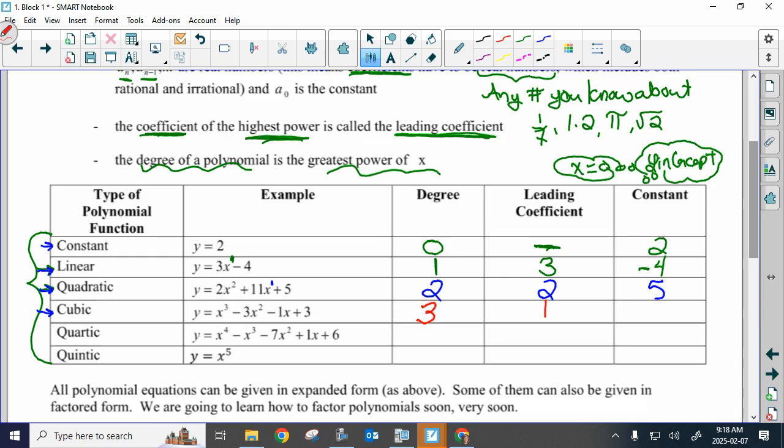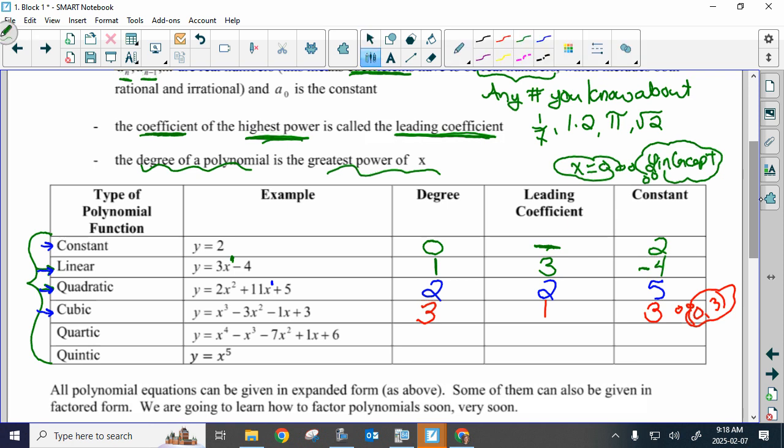What's my constant term here, ladies and gentlemen? Santi, what do we have for the constant term? 3. It's totally 3. If you want to think about it in terms of y-intercept, that's 0 and 3. If I put zeros into all these variable terms, I'm stuck with 3 at the end. You should see that y-intercept.